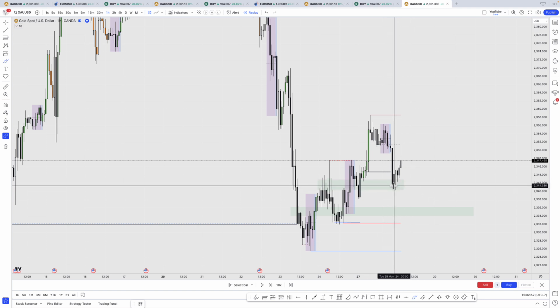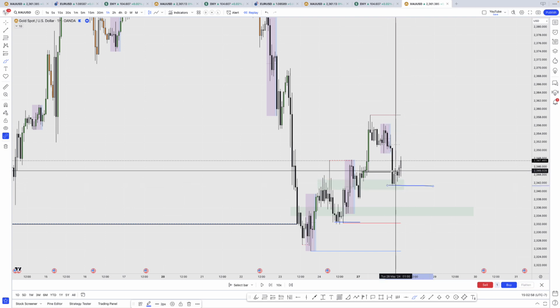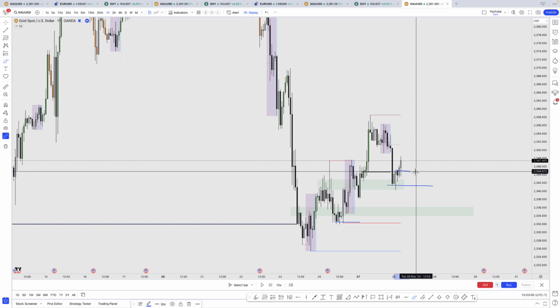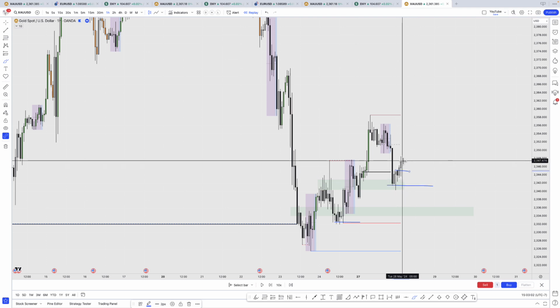What I want to see is early buyers and sellers get liquidated, and then whatever candle liquidated those people, I want to see that candle get taken out. And that's how I enter gold.